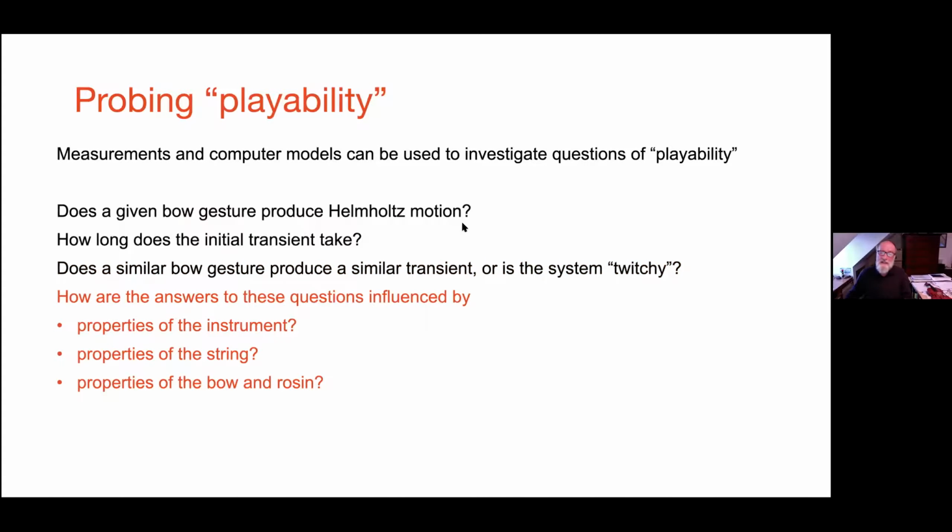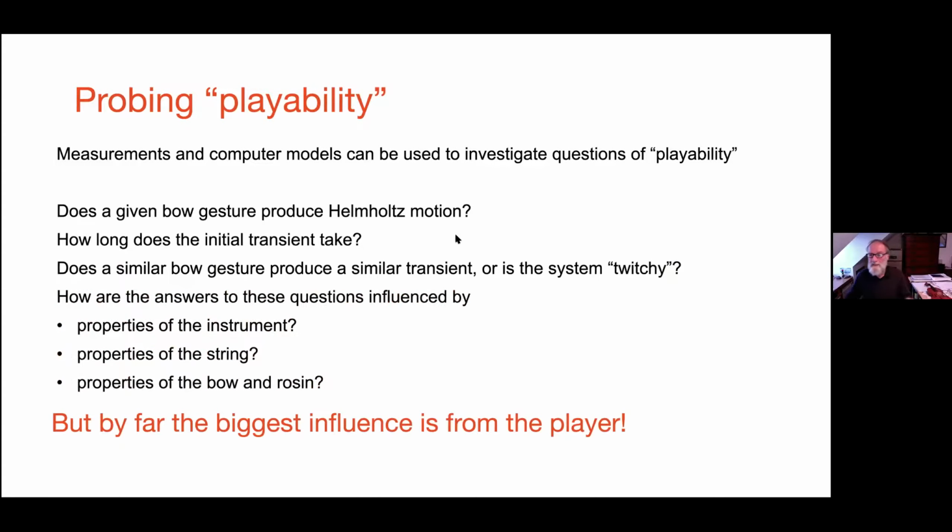And then if we knew the answer to those questions, we could say, okay, how are those answers influenced by the properties of the instrument body, the properties of the string, the bow, the rosin, but keeping in our mind all the time that by far the biggest influence on these transients is coming from a player through those things we had before.